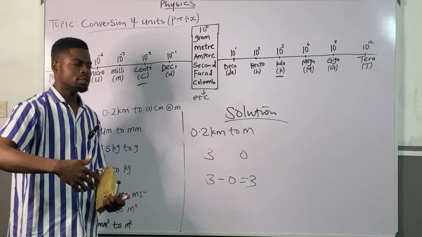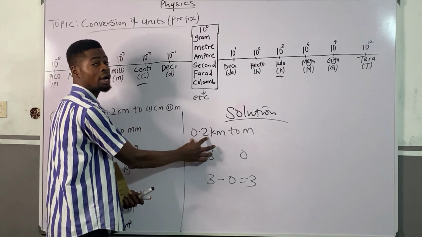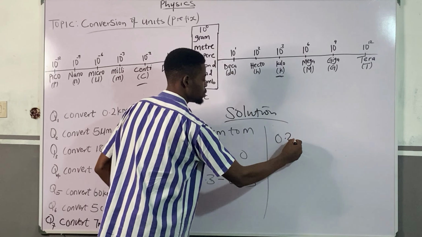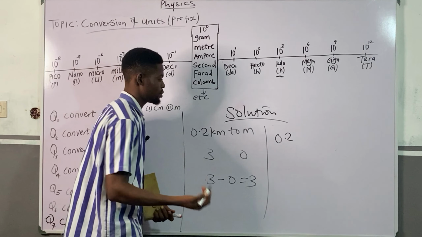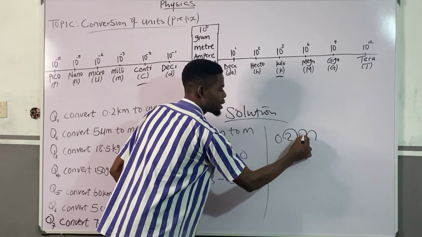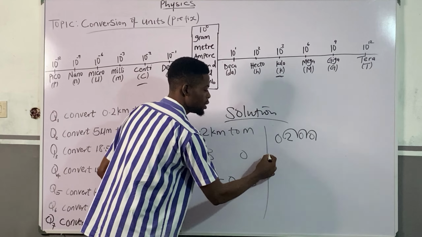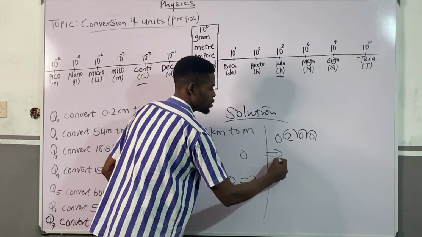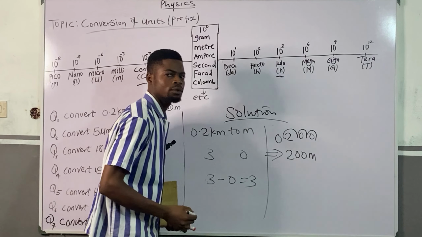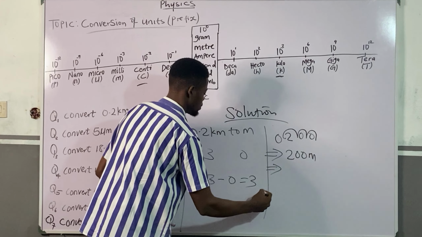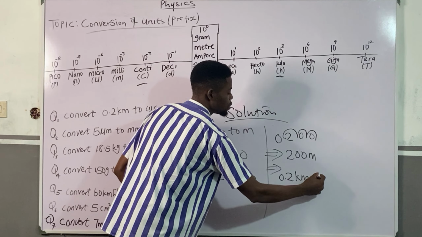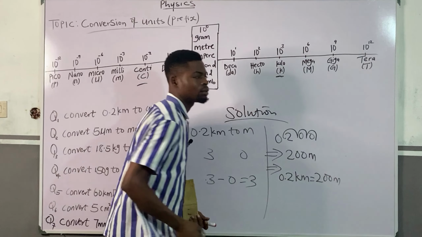Now you are going to shift 3 times toward the right from what you have here. So we have 0.2. Now shift 3 times. We have 1, 2, 3. Then you insert your 0 here. So this implies that we now have 200 meter. So it therefore implies that 0.2 kilometer is equals to 200 meter.